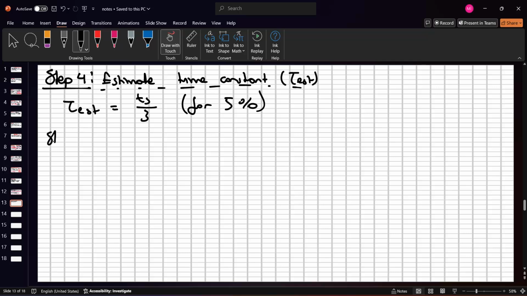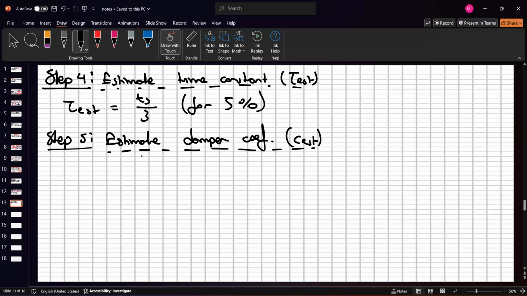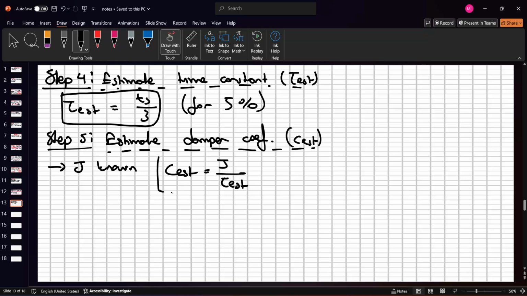And also step 5: estimate the damping or damper coefficient C est. With J known from the calculation, C est is assigned as J divided by tau est. Okay, these are the formulations. Tau est is utilized to find this value.